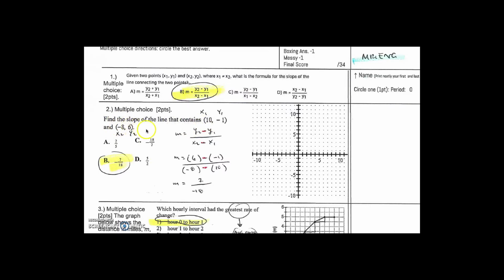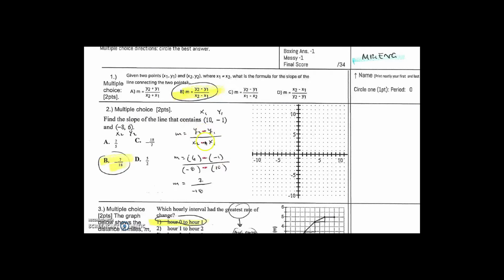-8, 6. So you label your points x1, y1, that's your first ordered pair. And this is your second ordered pair, x2, y2. You should have this formula on your formula sheet. M, slope, equals y2 minus y1 over x2 minus x1. My y2 value from over here is 6. My y1 value is -1.